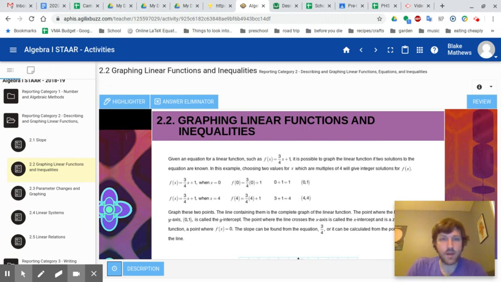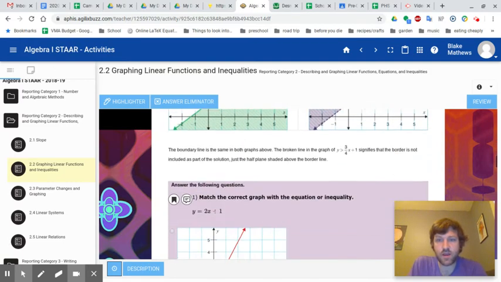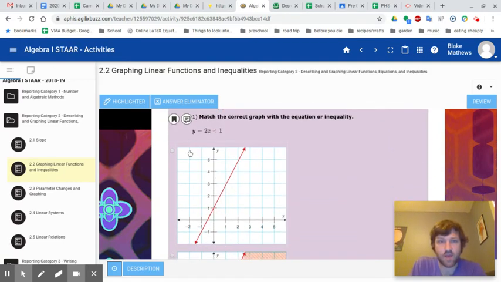Okay, everybody, we're on to lesson 2.2. We're going to be using Desmos again to graph the functions that we're looking at. So this is all about, again, linear functions. And on this one, they're having us graph them and pick the correct graph that matches it.